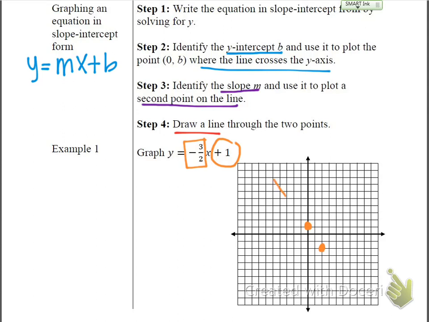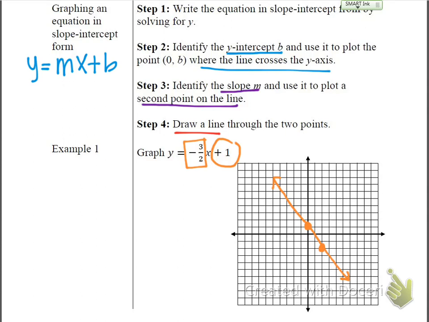Put a line through it, and you're done. That's why we like slope-intercept form. There was no math involved in this one. You just had to identify each of the points. It makes graphing really, really fast.